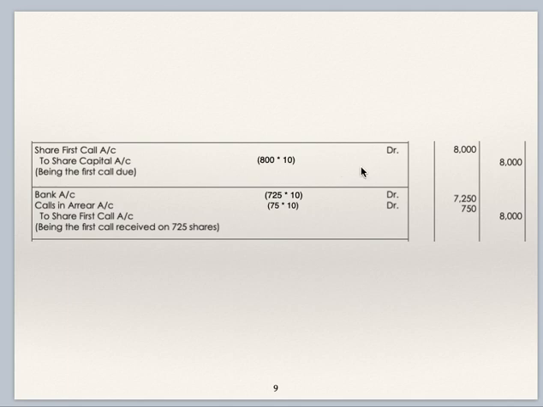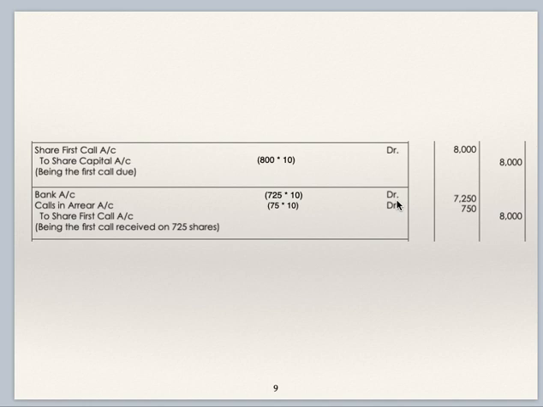Next is allotment money due at the rate of 10: share allotment to share capital, 800 into 10. Bank account debit 775 into 10, calls in arrears account debit 25 into 10, to share allotment 800 into 10. Out of 800 shares, they have not received allotment money on 25 shares. That means they have received allotment money on 800 minus 25, 775 shares. Whichever is not received gets transferred to the calls in arrears account. Next entry is to show first call money due. Share first call account debit to share capital 800 into 10.